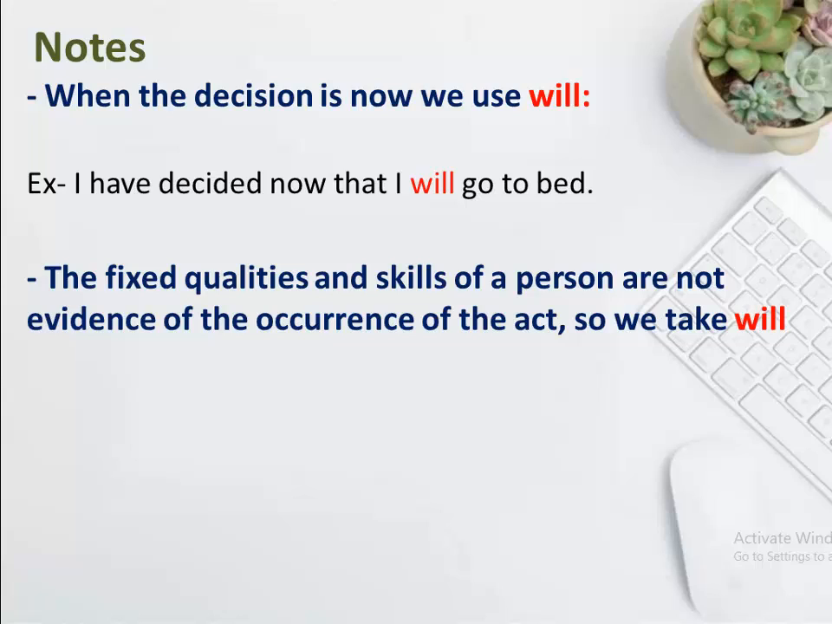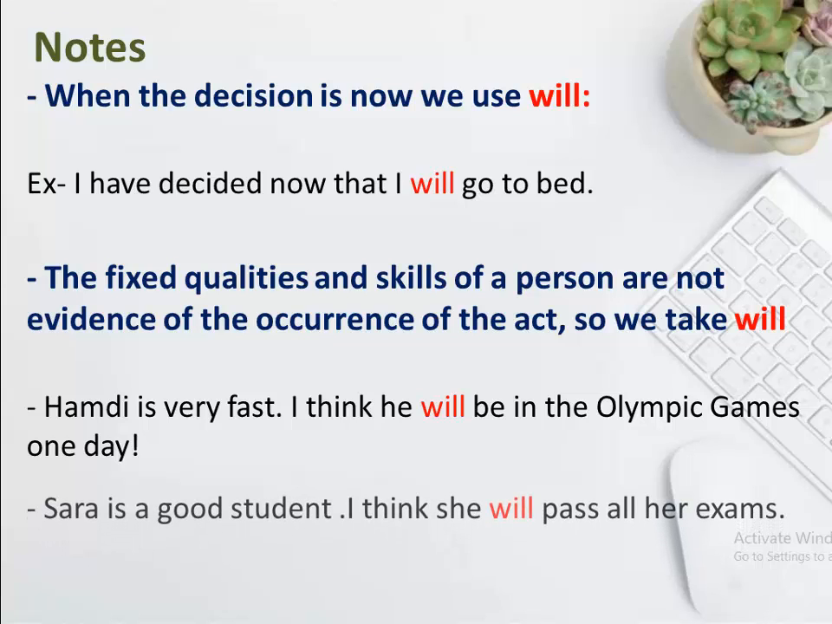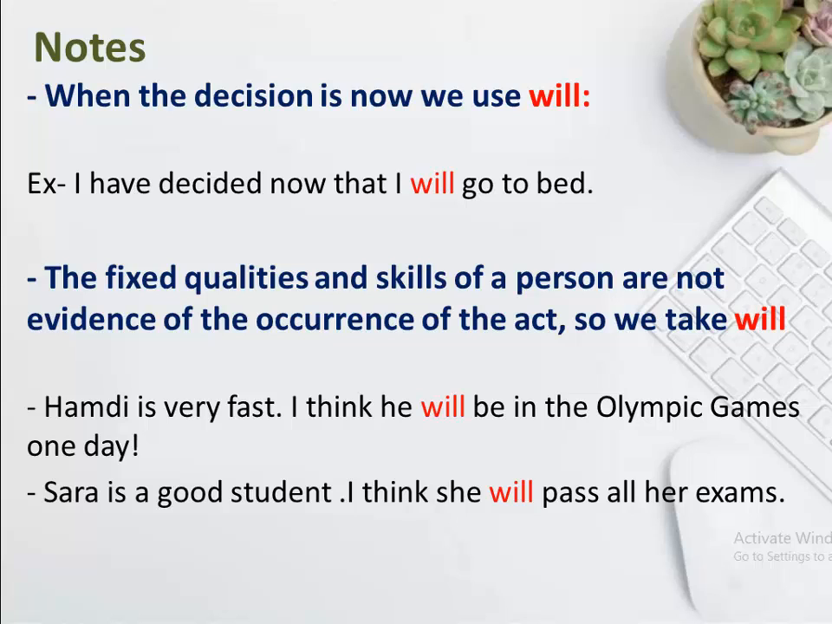The fixed qualities and skills of a person. The fixed qualities, like adjectives, like someone is fast, someone is clever, someone is tall, someone is lazy, are not evidence of the occurrence of the act, so we take will. Hamdi is very fast. I think he will, not going to. I think he will be in the Olympic Games one day, because Hamdi is fast is not evidence, it's a fixed quality. Sarah is a good student. I think she will pass all her exams. I think she will, not going to, because she is a good student, not an evidence.